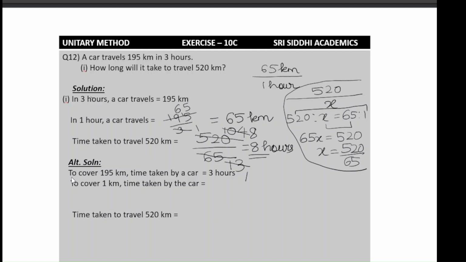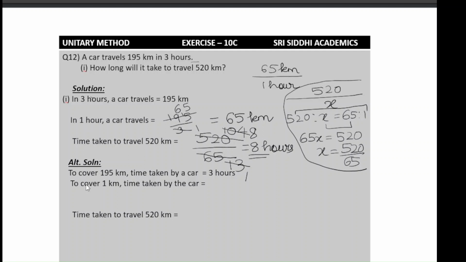To cover the alternative solution, I have written here alternative solution. To cover 195 kilometers, the time taken by the car is equal to 3 hours. Again, the given statement, I have just tweaked it. This time I have written exactly how it is given in our question. In the first solution, I wrote it the other way round. I wrote the 3 hours first and then the 195 kilometers next, because I wanted to find in 1 hour what distance the car travels. From there I tried to find out the time taken to travel 520 kilometers.